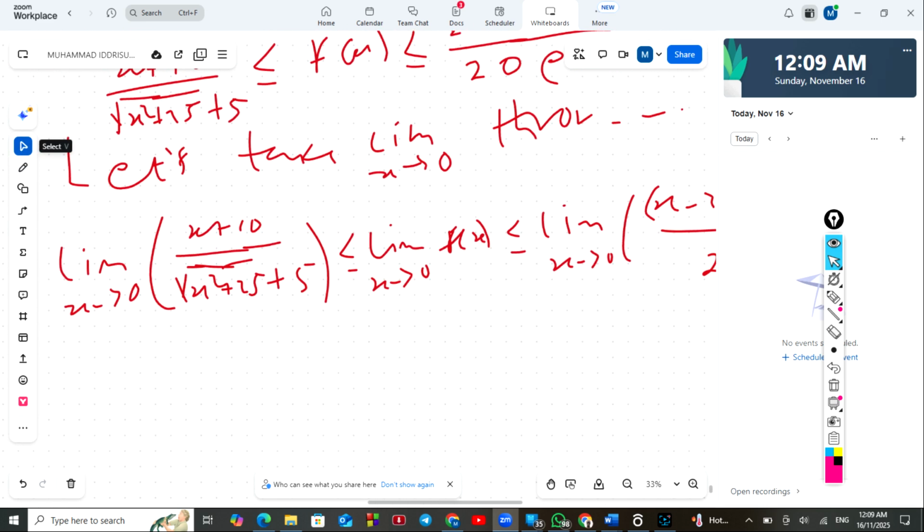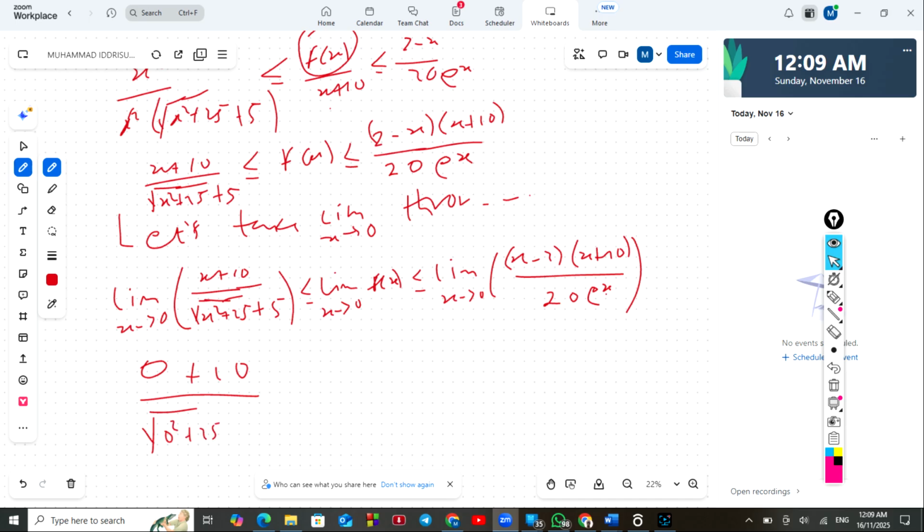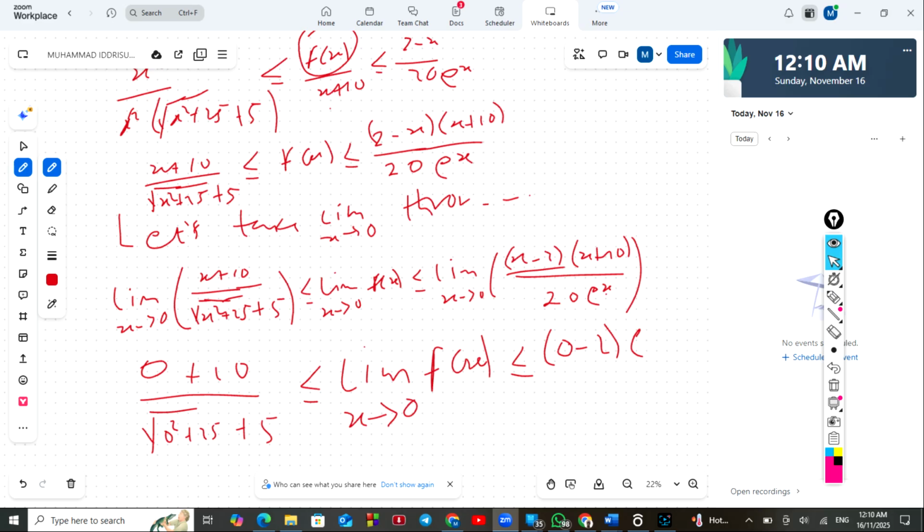So now let's perform the operation. So here wherever we see x, we put 0. So we now have 0 plus 10 over square root of 0 squared plus 25 plus 5 less than or equal to the limit as x approaches 0 of f of x less than or equal to, wherever we see x, we put 0. So 0 minus 2 multiplying 0 plus 10 all over 20 e to the power 0.